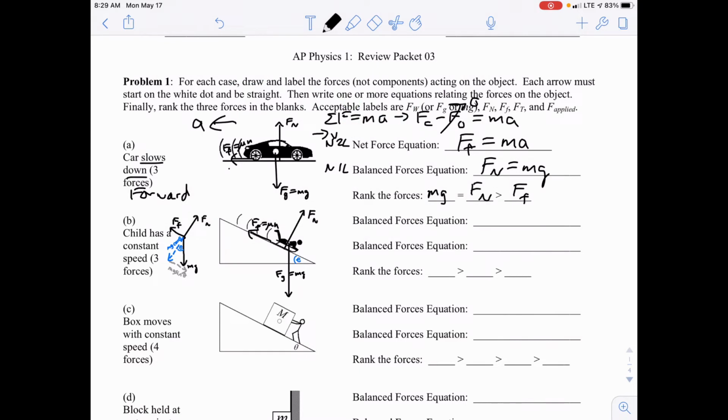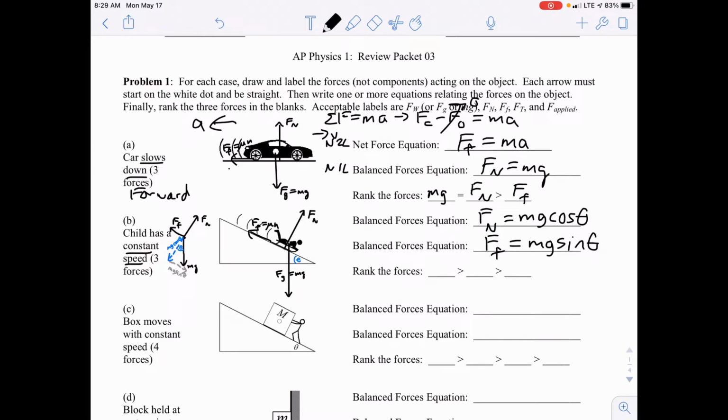The balanced force equation would be the one in the y direction, and you can see the normal force going up is equal to mg cosine going down. But since we're going at a constant speed, we also have balanced forces in the horizontal direction too. And that would be friction going to the left equals mg sine going to the right.